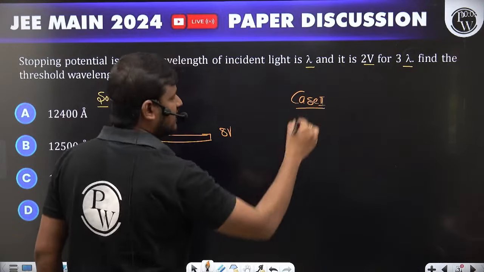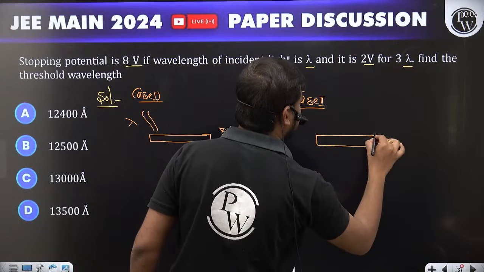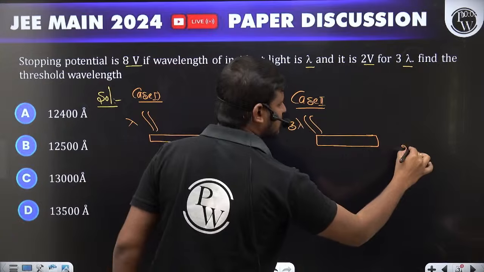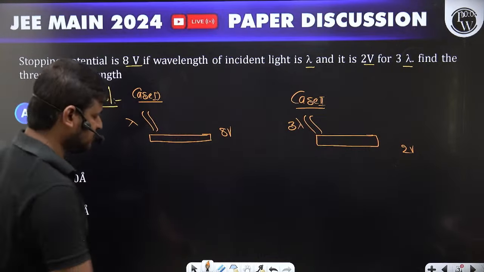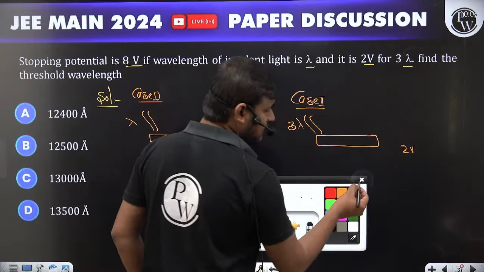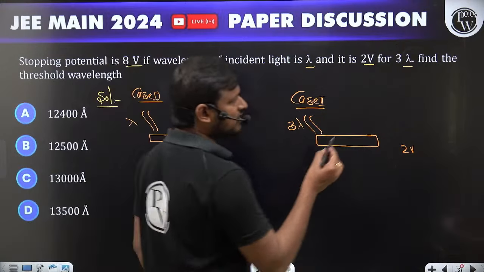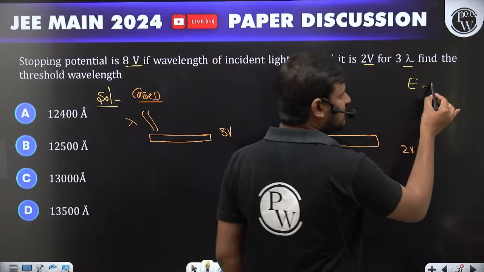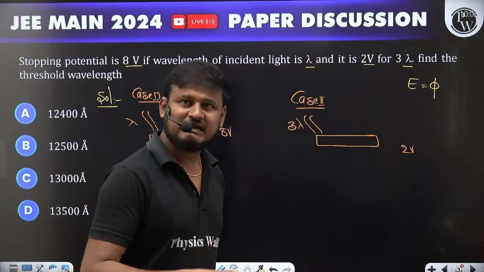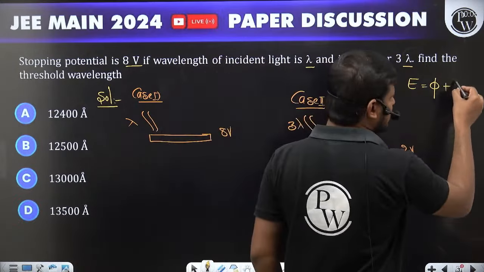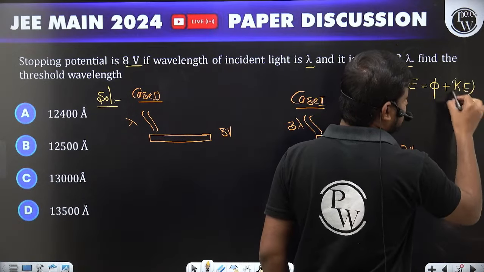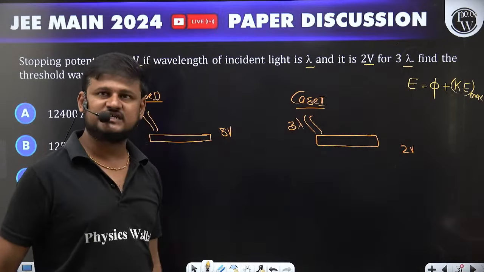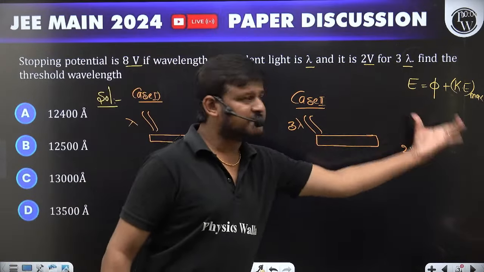if the incident wavelength is 3 lambda, then the stopping potential is 2 volts. Now the simple concept: the incident energy will be utilized in overcoming the work function of the metal, and the remaining energy will be used to accelerate the electrons, which is the Ke max, the electrons ejected from the metal surface. This is a basic equation.